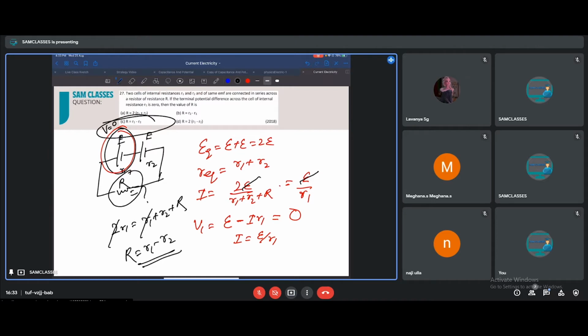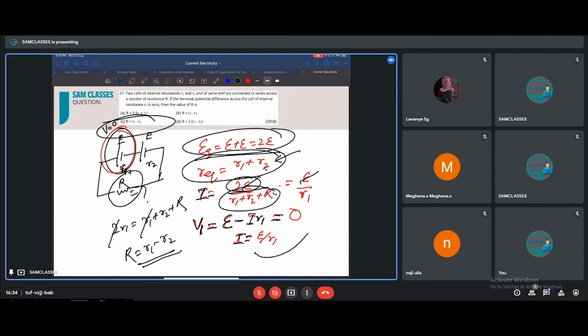Clear? Very simple. I knew two cells connected in series, so this is the equivalent EMF, and two internal resistances connected in series, this is the equivalent resistance. Current is total potential by total resistance. Now they're telling us the voltage across one is 0. So the voltage across one is the EMF minus the potential drop due to this small R1 resistance, IR1, and that is equal to 0. From here we got the current I. The moment I substituted it here, I got the relation. Everybody got it?